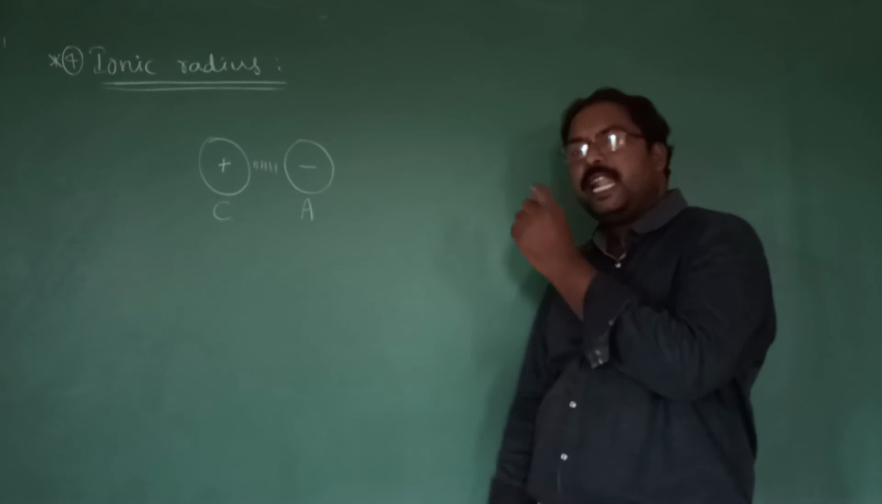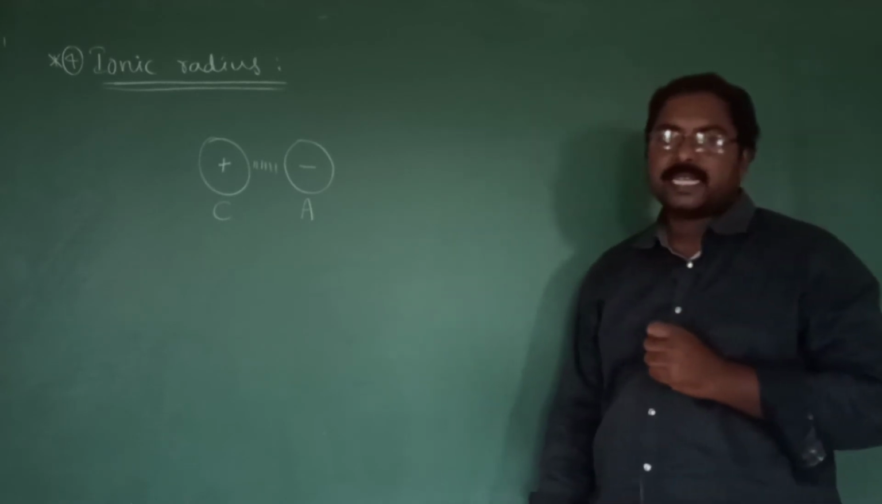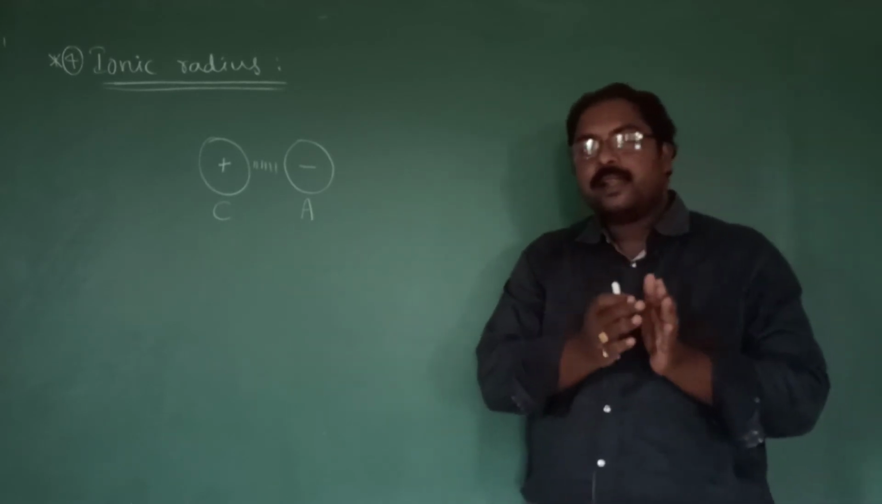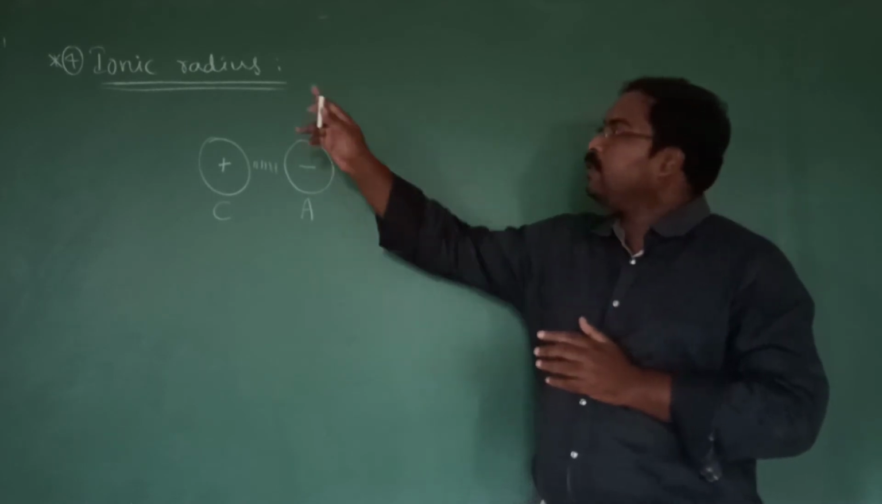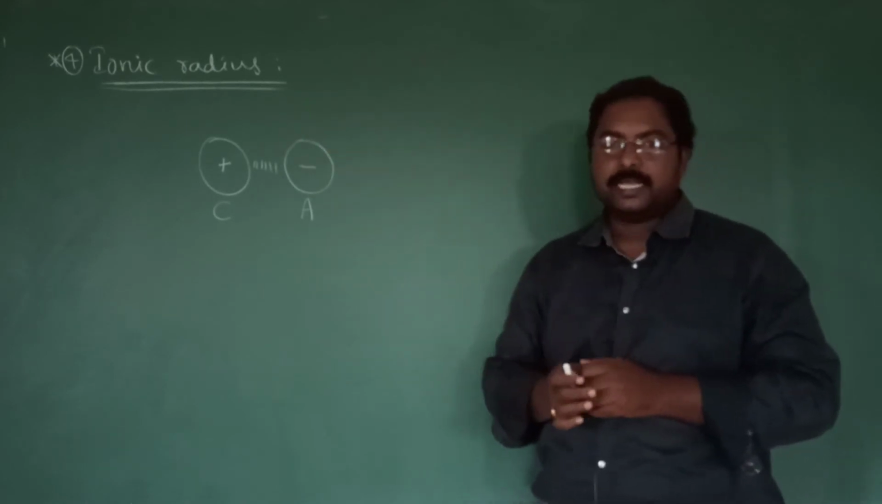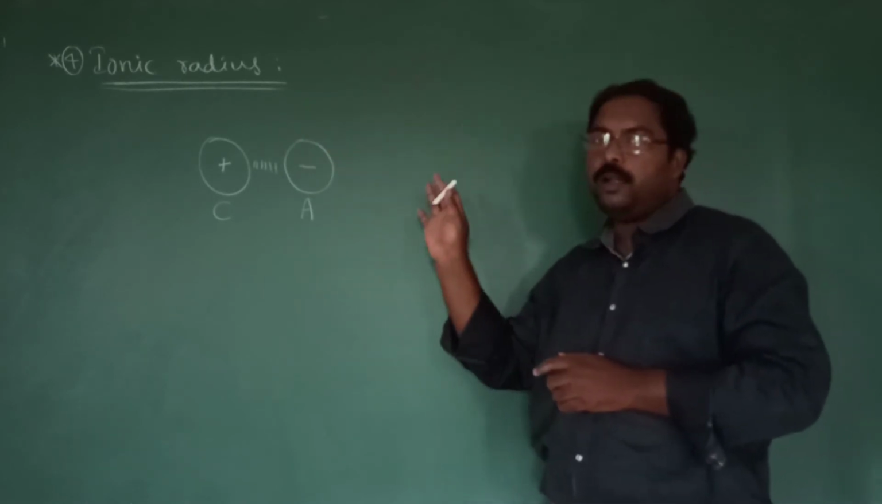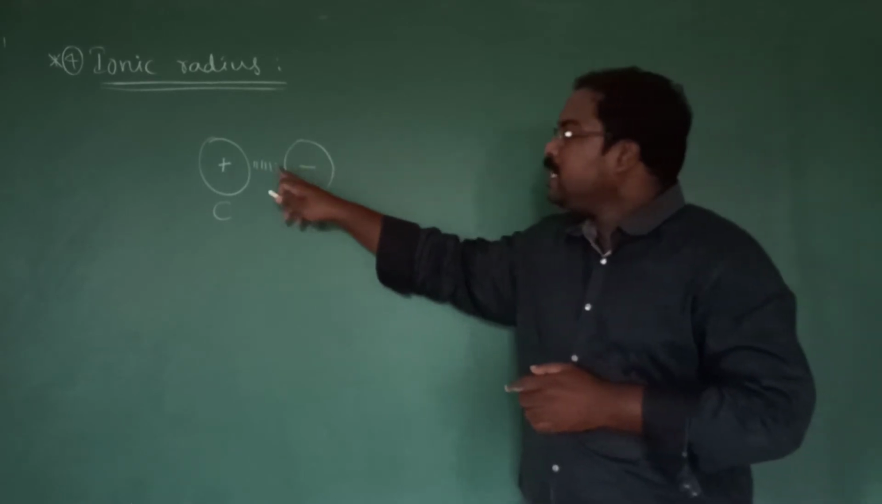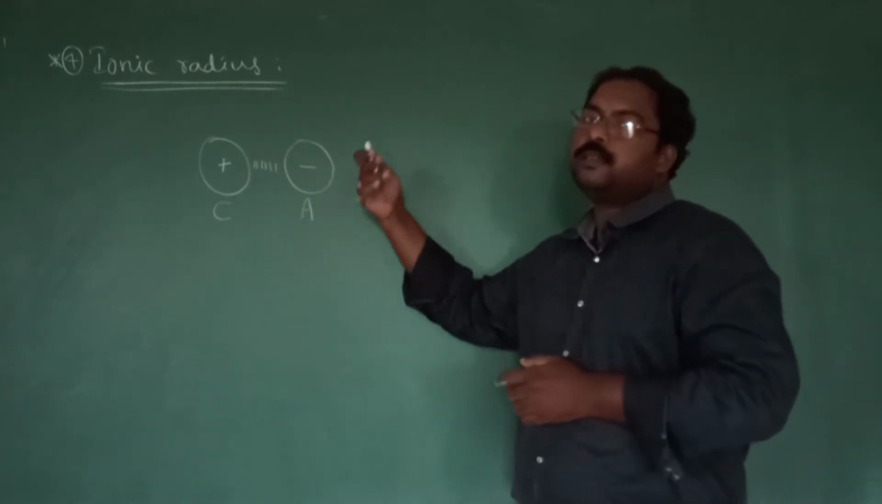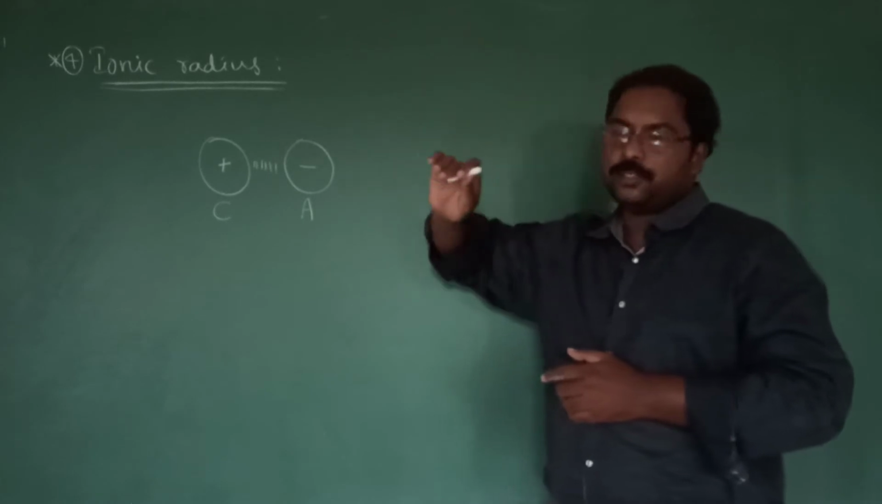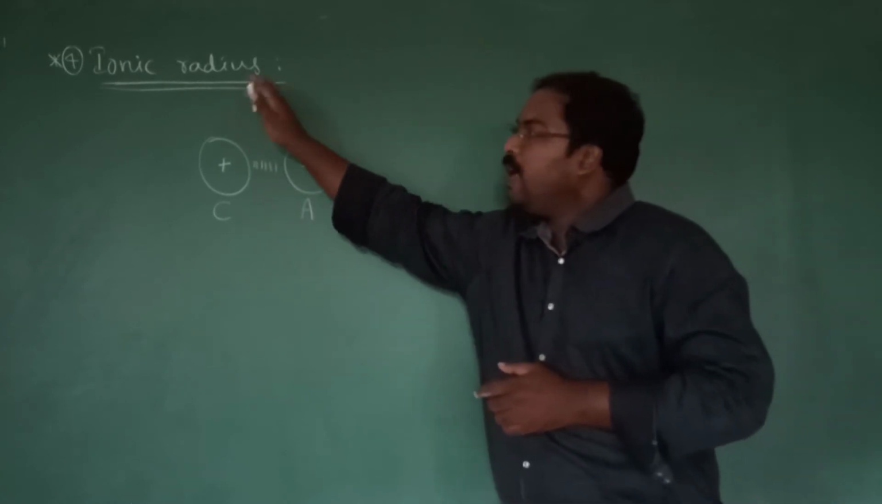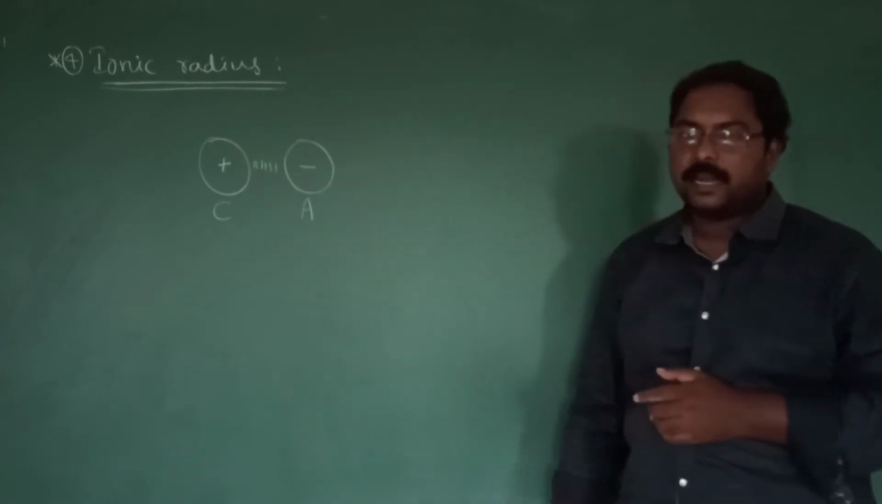So these electrostatic forces of attraction between a cation and an anion are known as the ionic radius. Sorry, ionic bond. Now the distance between these two ions is known as ionic... Sorry, half of that distance is known as the ionic radius. Right?